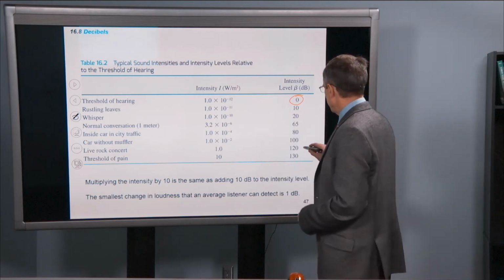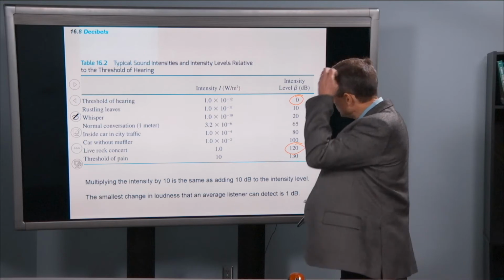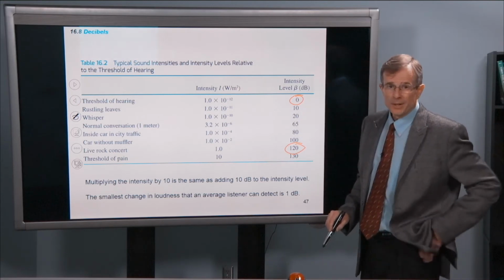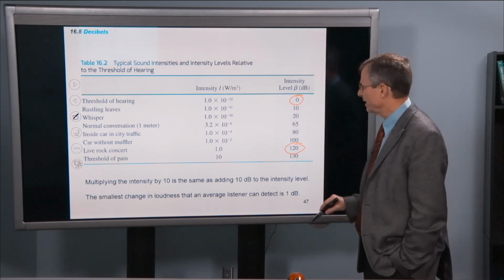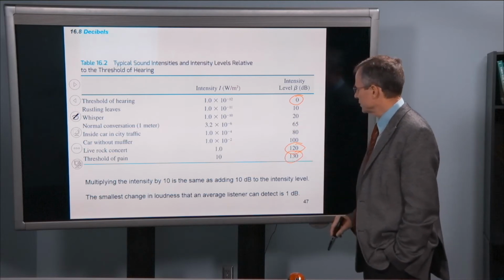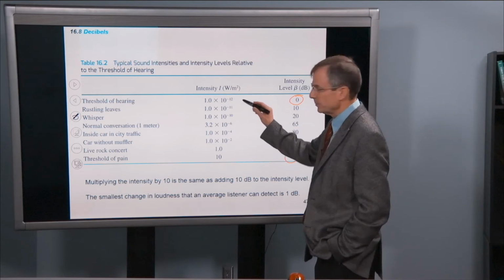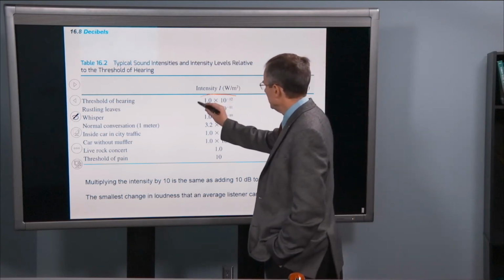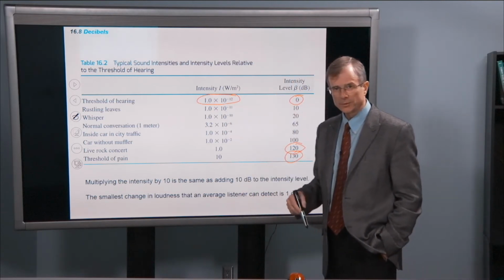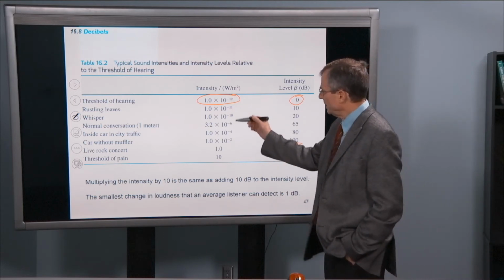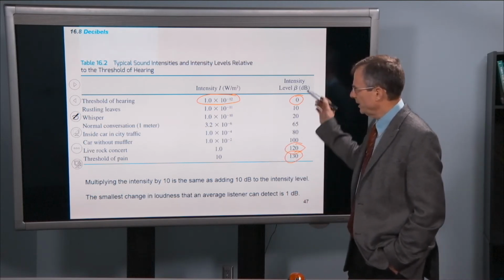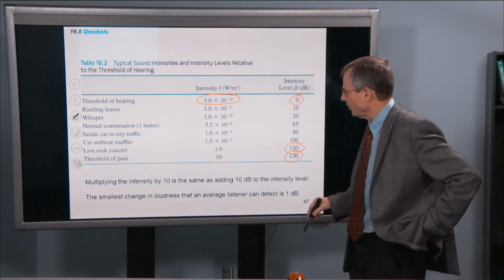As you get up to higher and higher levels, a live rock concert can be around 120 decibels. That's starting to get painful, the threshold of pain, and here's some others. So this is, as we talked about, intensity, from the threshold of hearing. As we increase the intensity, we increase the number of decibels. And here's a rule of thumb.